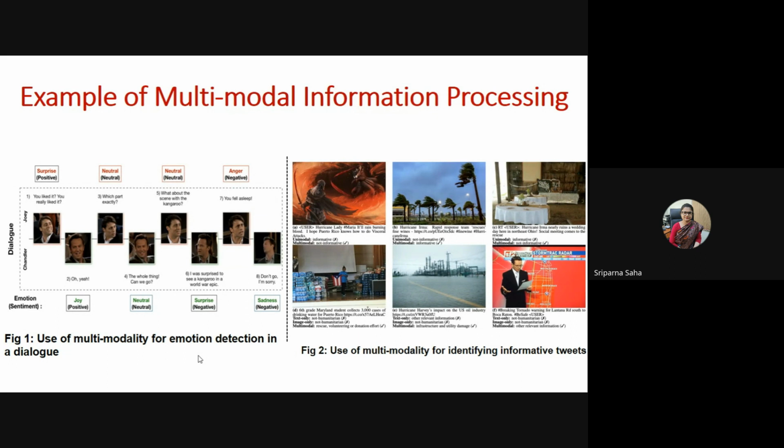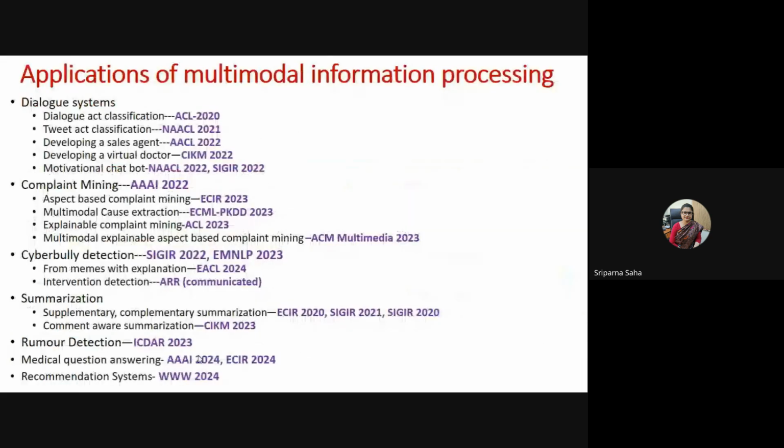So basically, that is the task we are doing. Here there is a two-stage approach. In the first stage, we are categorizing the tweets into two categories: informational and non-informational. Then all the informational tweets are further summarized together, and we are generating a summary out of that. These are two prominent examples of natural language processing where multimodal information processing can be applied.